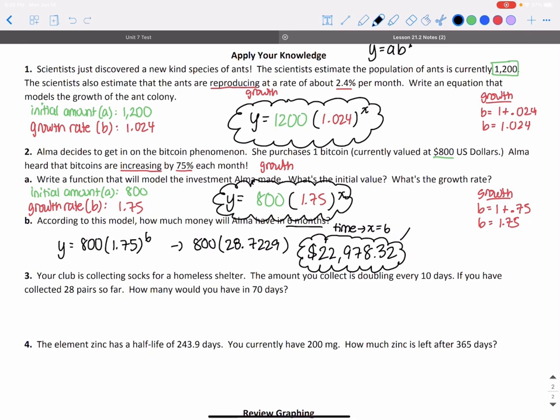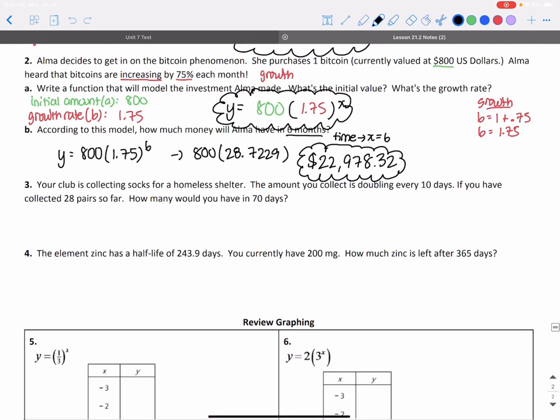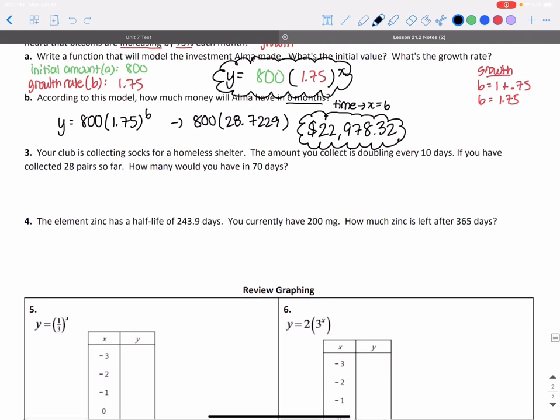Okay. All right. Next problem, number 3. Your club is collecting socks for a homeless shelter. The amount you collect is doubling every 2 days. If you have collected 28 pairs so far, how many would you have in 70 days?